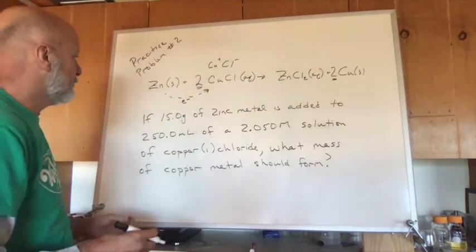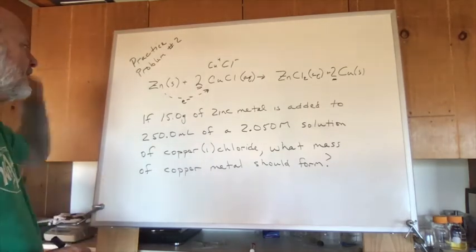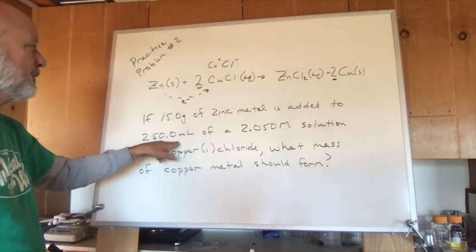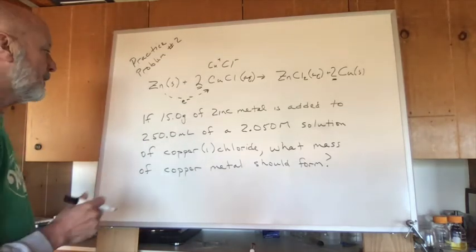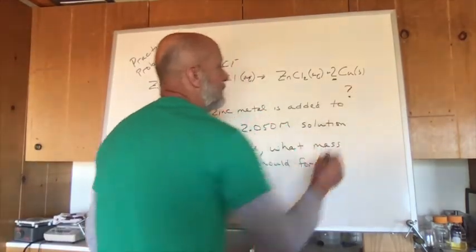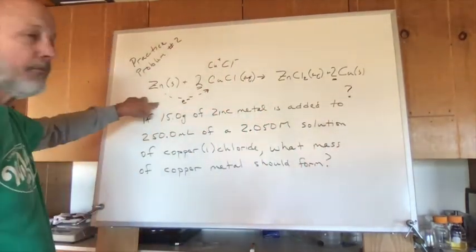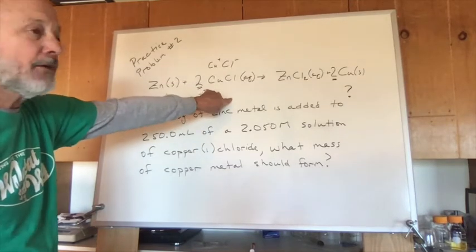And here's our problem. If I take 15 grams of zinc metal and I add it to 250 milliliters of a 2.050 molar solution of copper 1 chloride, what mass of copper metal should form? Here's my unknown, the product. I've got a known amount of reactant here and a known amount of reactant here.